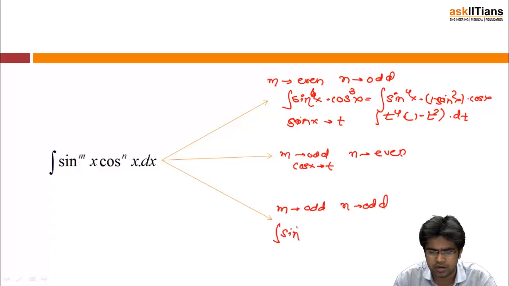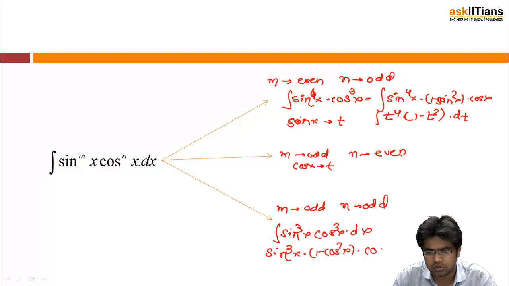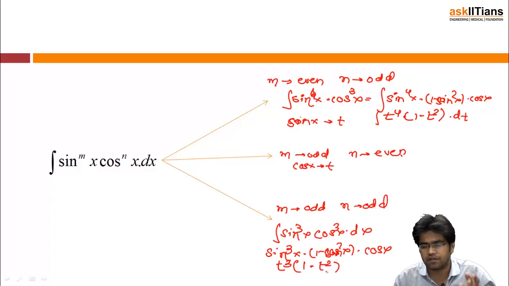What is this? Sin cube x, and what is this? Cos cube x dx. Put any of them as t. Let's say I put sin x as t. So cos x dx is available. This will become sin cube x into 1 minus cos square x into cos x. So this will become t cube into 1 minus t square. So that means if it's even odd, you can put them either way.